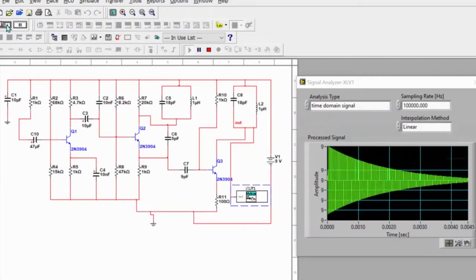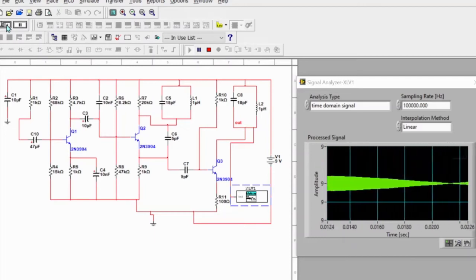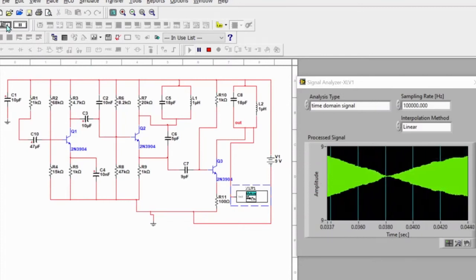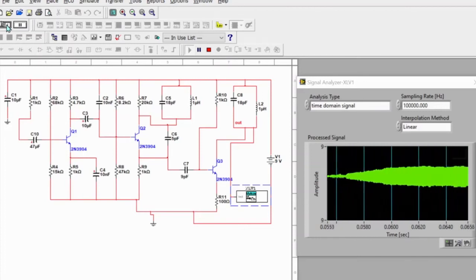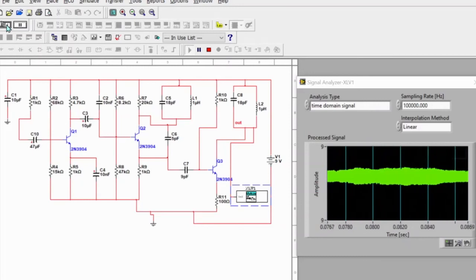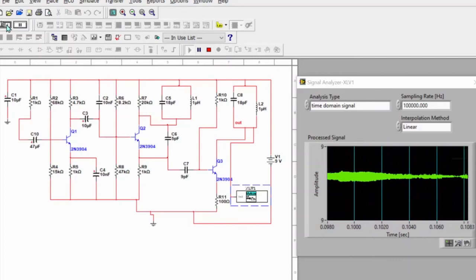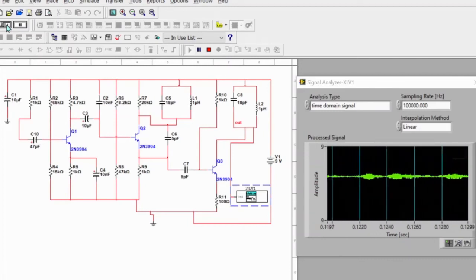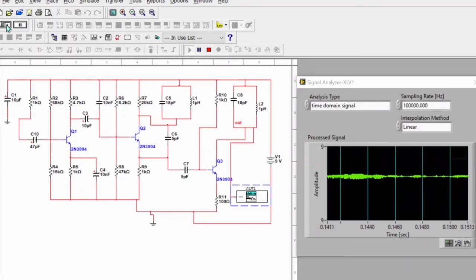Due to the limitation of lab equipment, we only have the output result of signal analyzer using the Multisim software. The analysis type we use is time domain signal with 100 kHz sampling rate. The processed signal has an output of 9V amplitude, which is the same as the DC source used. From the signal analyzer, we can observe the transmission of FM radio slowly decreases as time goes by.